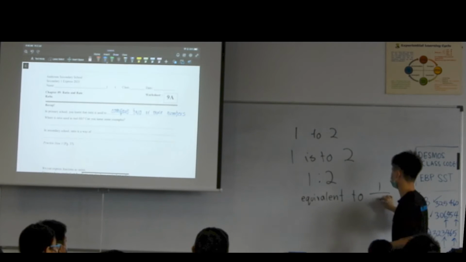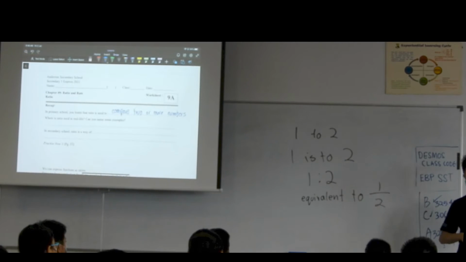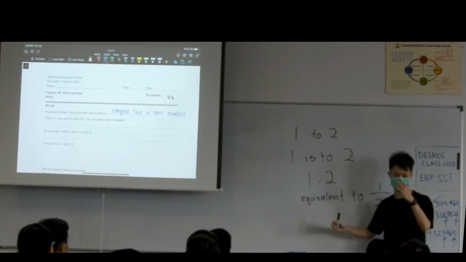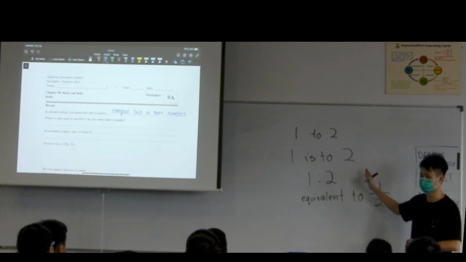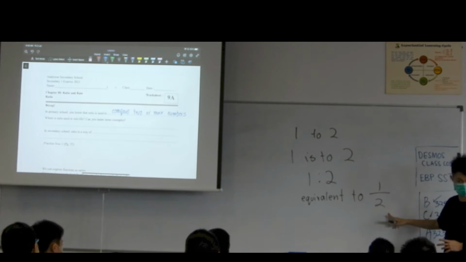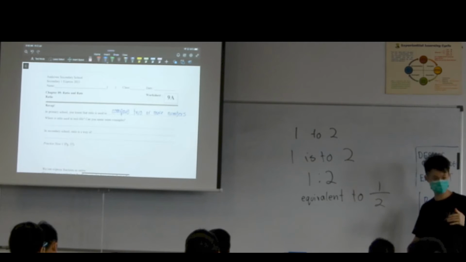to 1 over 2. Can I say, is this equivalent to 2 over 1? No, right? There is a certain order when it comes to ratio. When we say 1 is to 2, we strictly mean 1 is to 2. We don't say 2 is to 1. And this would mean 1 over 2. Okay, can you see the order? Left to right, up to down.